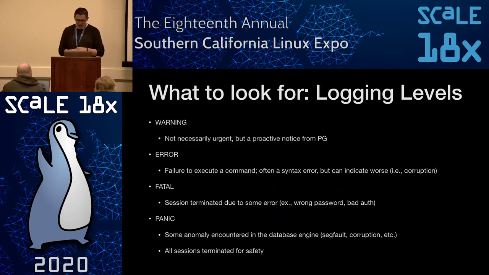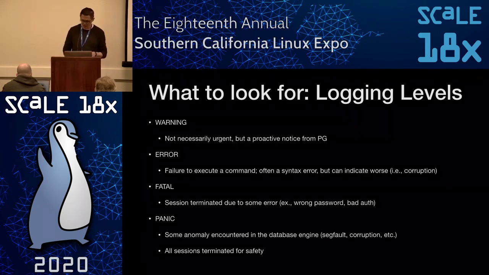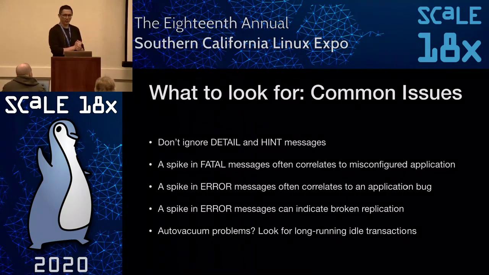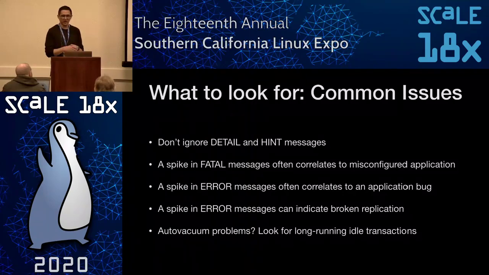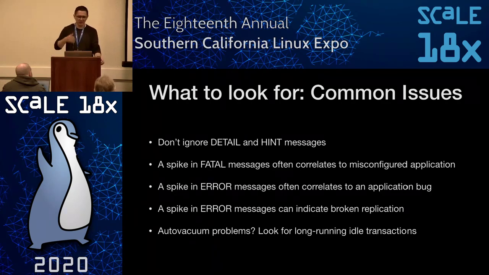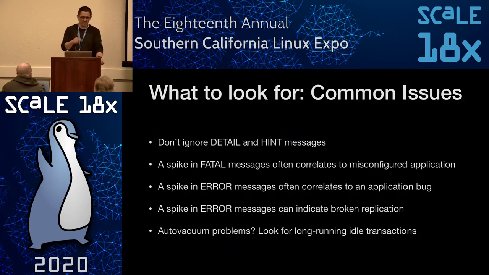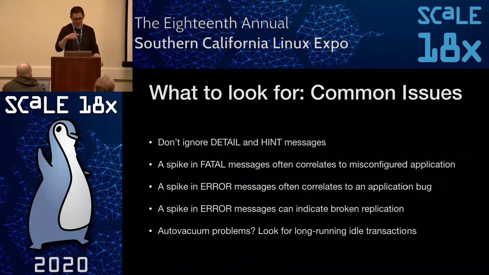Okay, so for the remainder of this talk, I'm going to go through some pointers on what to look for as a DBA or a sysadmin. Some common issues, some tips. Don't ignore detail and hint messages. They're actually very useful. You'd think this is kind of obvious, but I've encountered so many customers who say, hey, I got this error and I don't know how to deal with it. Then he shows me the output, and I say, well, the detail and the hint say do this. Have you tried it? Oh, no, I haven't. Okay, why don't you try it? I'll show you an example in a second.